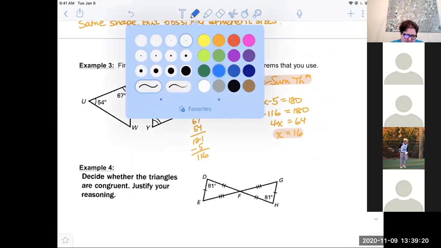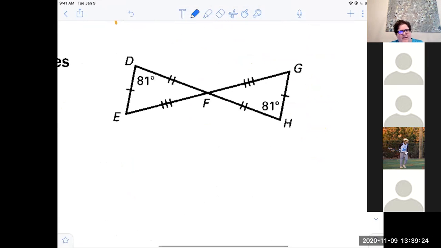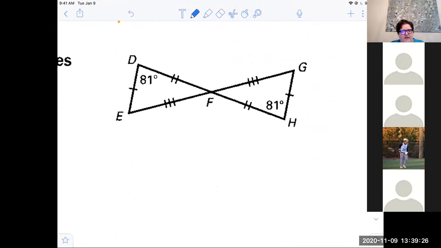All right, next problem. Decide whether the triangles are congruent. Now, by definition, that means you have to know all pairs of angles match up to be the same, and all pairs of sides match up to be the same. So you can see on the picture that the vertical angles would be congruent. So there we're using vertical angles congruent.